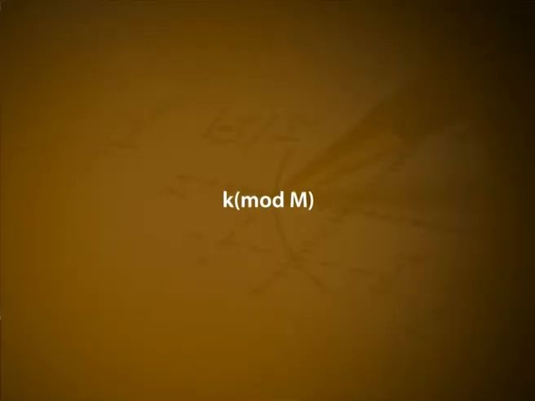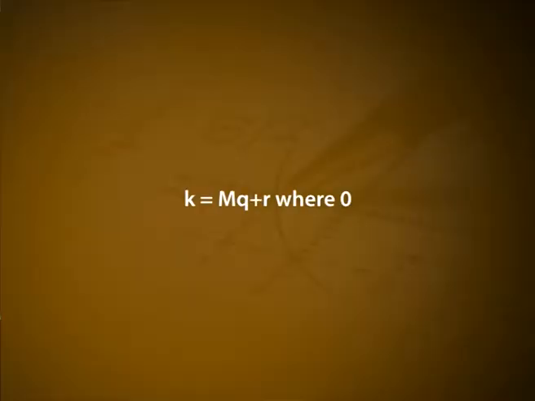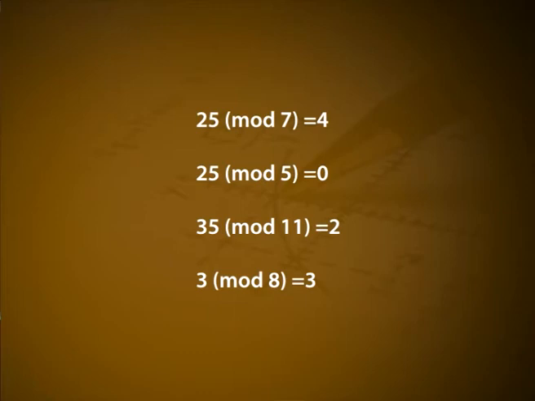Let k be any integer and let m be a positive integer. K modulo m will denote the integer remainder when k is divided by m. More exactly, k mod m is the unique integer r such that k is equal to m q plus r, where 0 is less than or equal to r less than m. When k is positive, simply divide k by m to obtain the remainder r. Thus, 25 mod 7 is equal to 4, 25 mod 5 is equal to 0, 35 mod 11 is equal to 2 and 3 mod 8 is equal to 3.